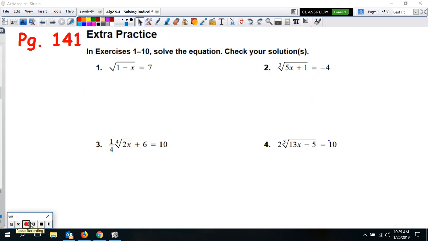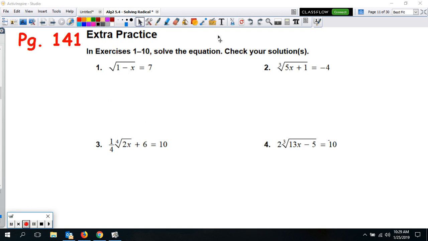Okay, so on page 141, starting with this extra practice, we have 1 through 10 here to solve the equations. It says check your solutions. We're just going to mainly solve them, and we'll talk about when we really definitely need to check some solutions here. So the first one, it already has the radical by itself, so we don't have to do step 1. So we're going to go straight to step 2, and that's just to remove the radical sign.